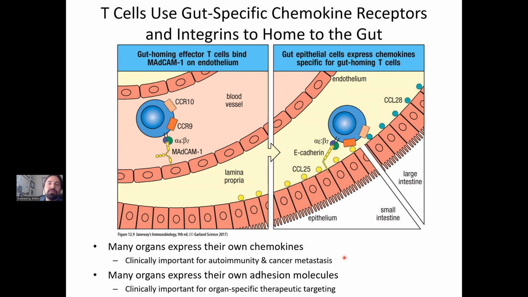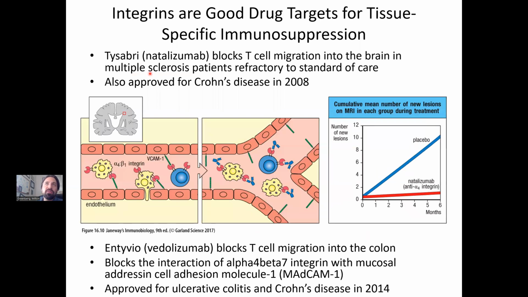The idea here is that a lot of organs express their own unique chemokines, and this helps traffic immune cells to where they need to go. This is also important for cancer metastasis, where cancer cells migrating through the body will upregulate some of these chemokine receptors to help facilitate their trafficking to different organs. So many organs express their own specific adhesion molecules, and this is important for organ-specific therapeutic targeting. We'll get into this with the example of natalizumab.